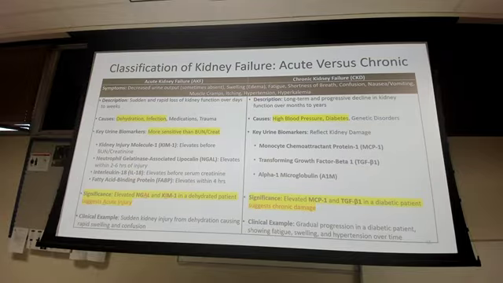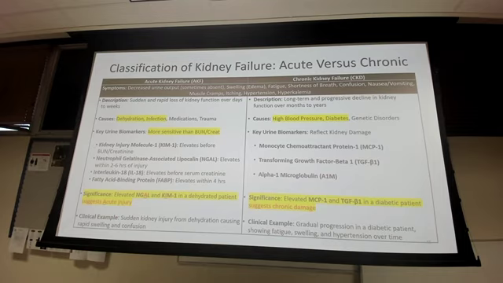All right, classification of kidney failure, acute versus chronic. Now, I won't necessarily test you on this in here, but you will need to know this moving on into your junior and senior semesters, okay? We will talk a little bit more about kidney functions, kidney failures, and things like that.